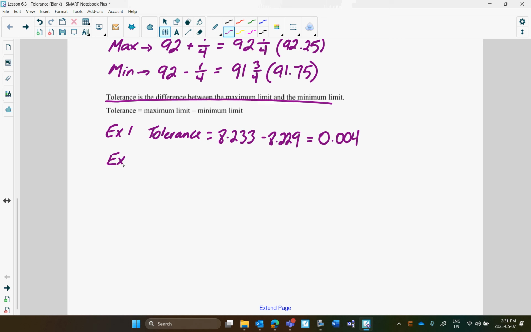For example 2, the tolerance in this case, we use the decimals, would be 92.25 minus 91.75, which gives us 0.5 or a half. So we're being more flexible with example 2, whereas we're being less flexible with example 1. Okay, how is tolerance shown?